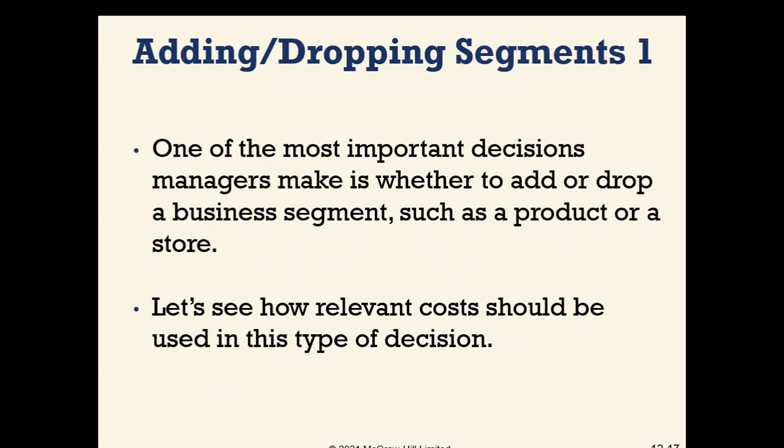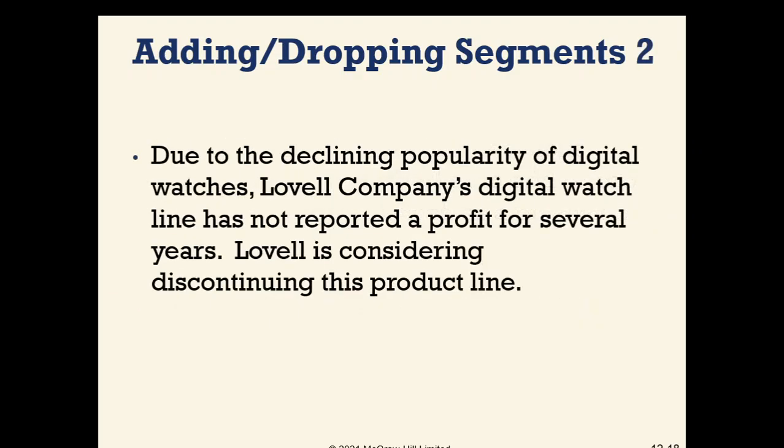So one of the most important decisions managers make is whether to add or drop a business segment, such as a product or a store. So it's not always a clear-cut case that if a product line is losing money, we should drop it. And we're going to see that as we go through the discussion. There are times that even though a specific product line is not profitable, it still is better for the business overall to keep that product line. So we're going to explore how relevant costs should be used in this type of decision.